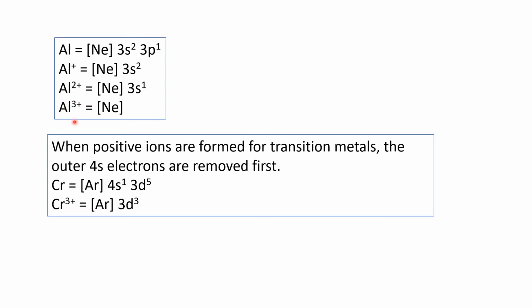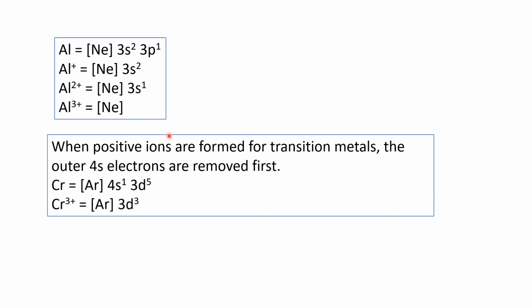And if we again talk about aluminium 3 positive ion, then the electronic configuration is the same as neon. So these again are isoelectronic moieties, and the number of protons is different in these two.